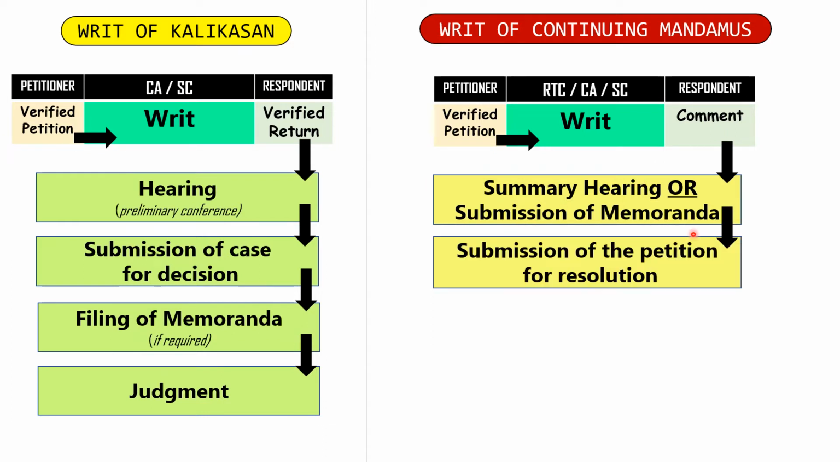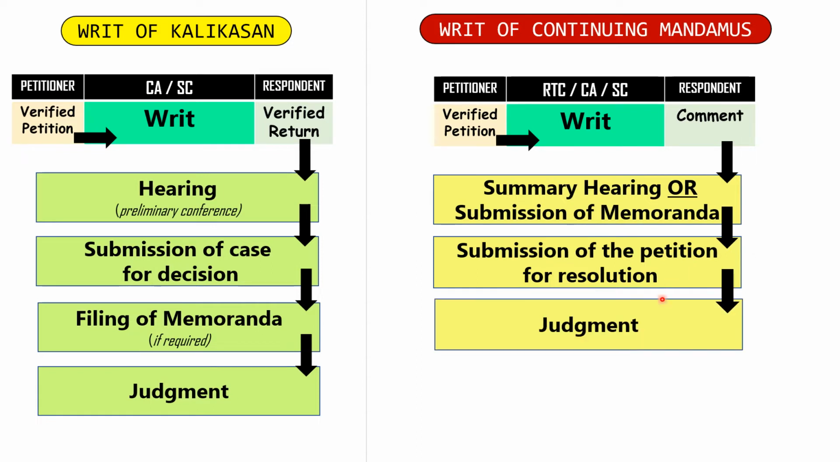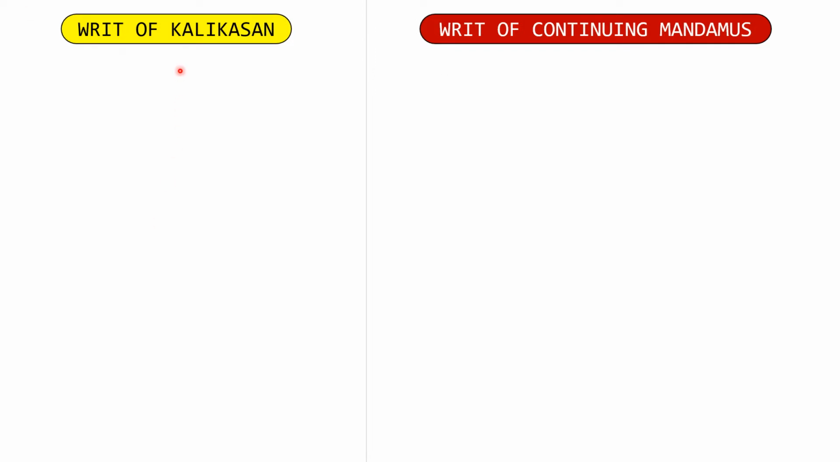Next, the petition will be submitted for resolution, and the court will render a judgment or a decision. So if you find the procedure in the writ of kalikasan fast, it is even faster in the writ of continuing mandamus. Who is the petitioner in the writ of kalikasan?